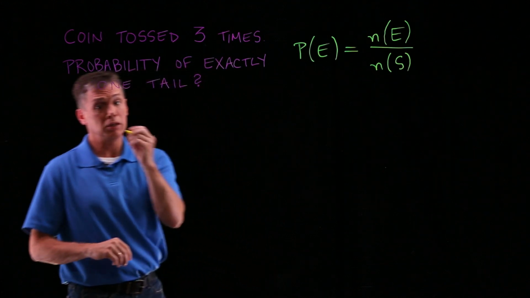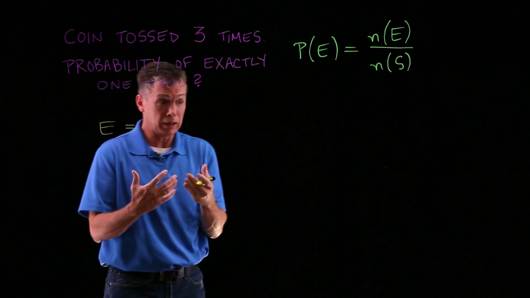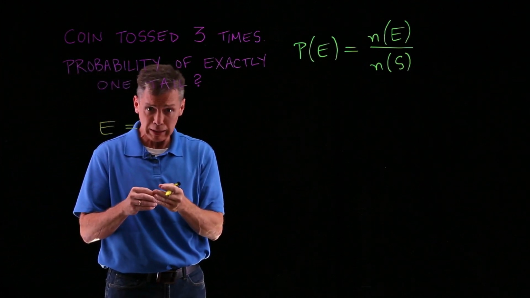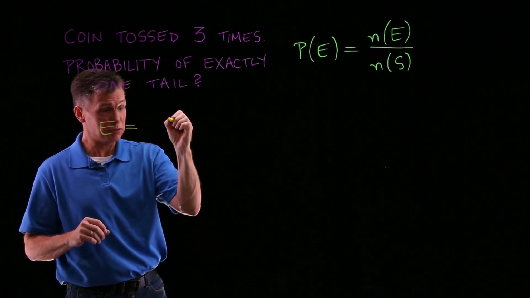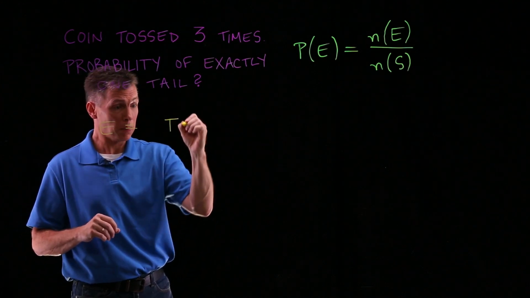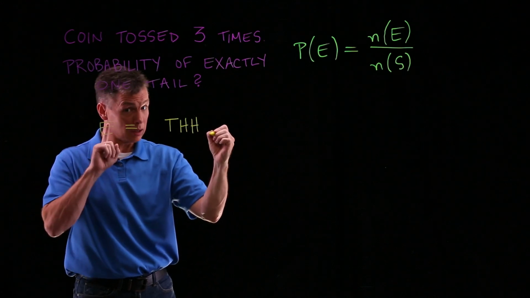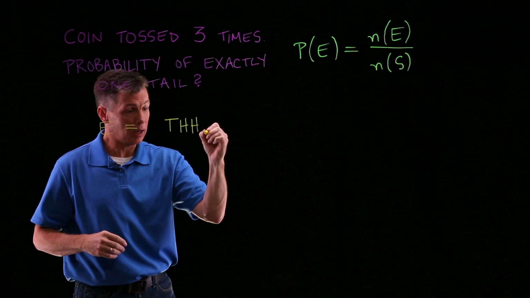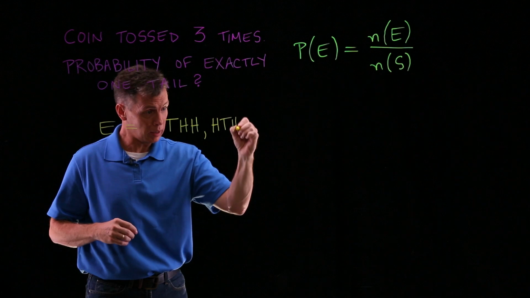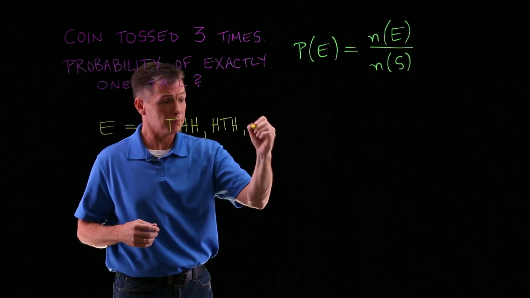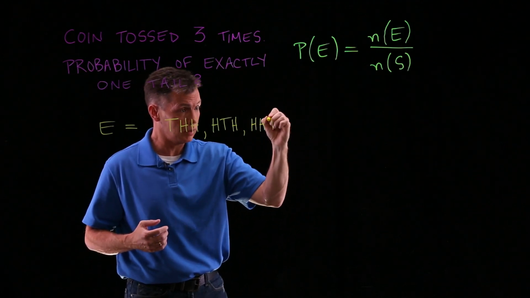Slide over here. And you want to get a handle on what your E is going to look like. Our E, our event, is getting exactly one tail. So that could happen if the first toss of the coin is a tail, but then the second toss is a head and the third toss is a head. That's one way we could win. Another way we could win is heads, tails, heads. And the third way we could win, which is the only other way in this game, heads, heads, tails.